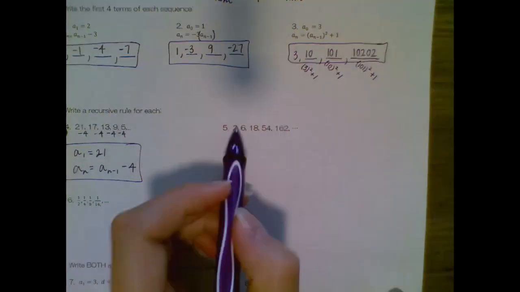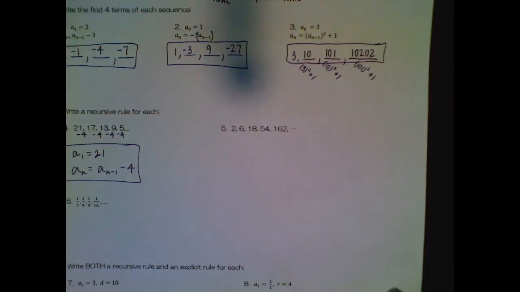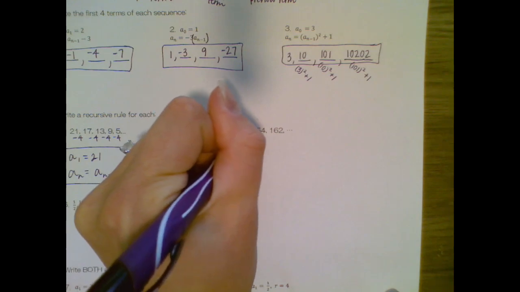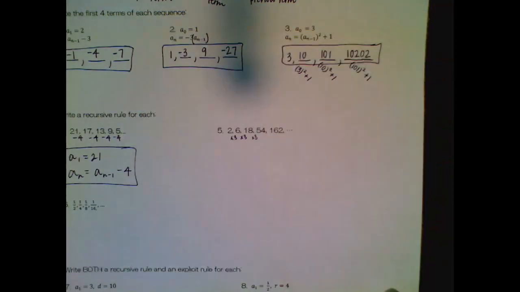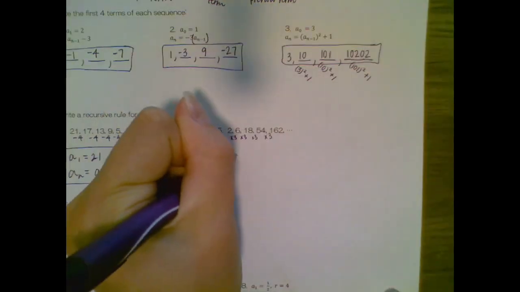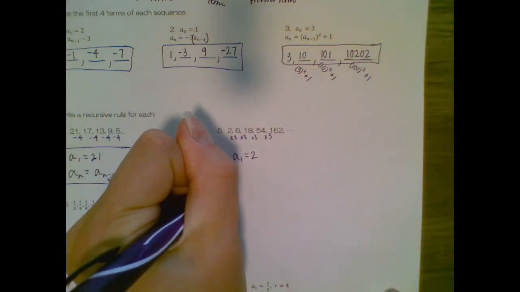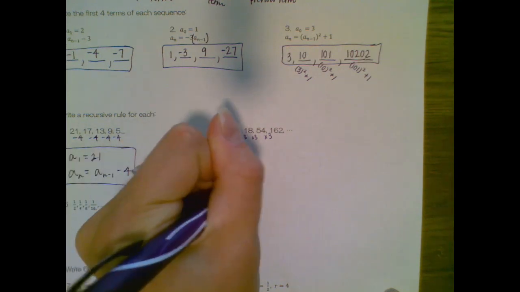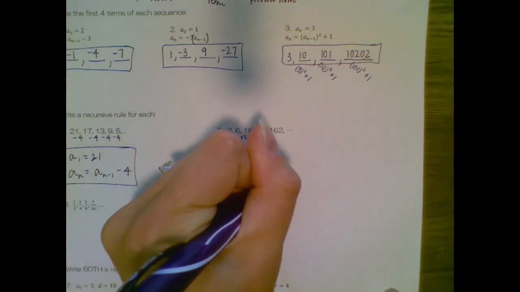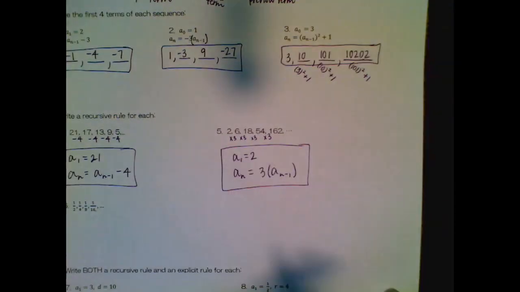Number 5. Let's see. How do we go from 2 to 6 to 18 to 54 to 162? Looks like we're going to have to multiply by something. Maybe 3. 18 times 3, is that 54? Yep. 54 times 3, is that 162? It sure is. So a sub 1 is 2. So this is geometric, right? So this is saying, hey, we're going to take 3 and multiply it by the previous term, which is a sub n minus 1.